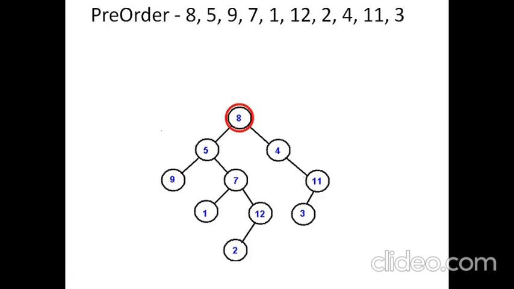So 8 is printed because it is a root. Remember, pre-order means print the root and then the left followed by the right. So 8 is printed immediately. Then we move on to the left child of the root node, and now it is a root. So 5 is a root for the subtree, so it gets printed immediately, and then we move further to the left, which is a leaf node.